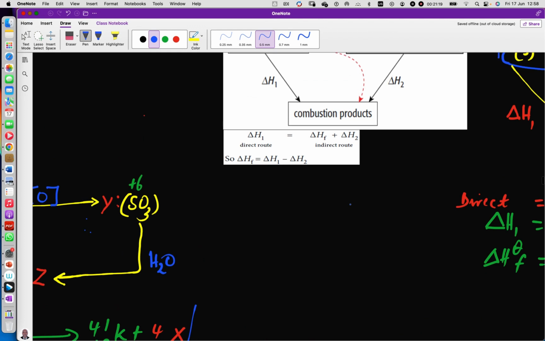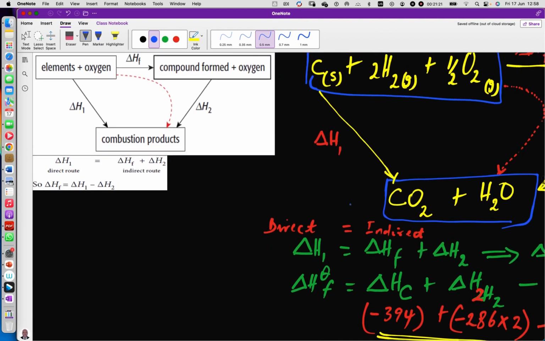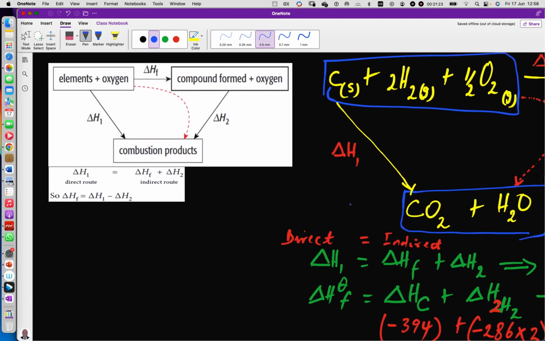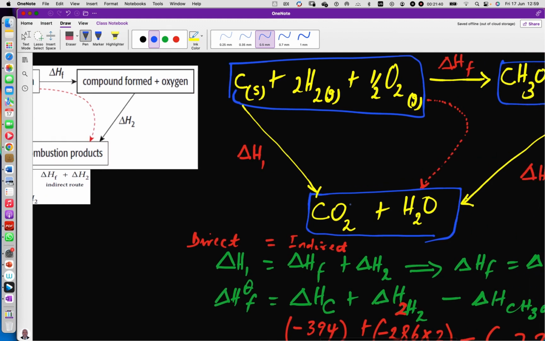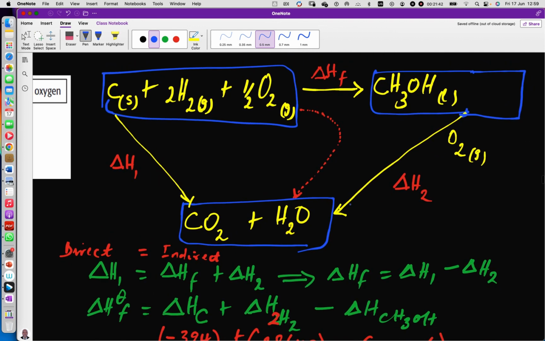This is what you can get here. After applying this is the formula: element plus oxygen, enthalpy of formation to give the compound formed. Then you now combust the compound, or you burn the compound again, you have the combustion product. Or you can come directly. If I'm writing that, this is what you are going to have: carbon plus hydrogen plus oxygen.